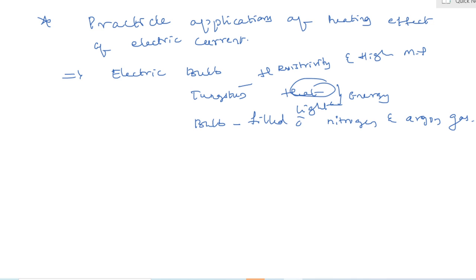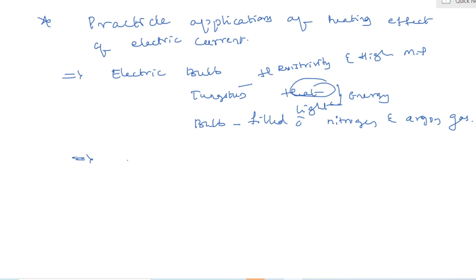First of all, the electric bulb filament is made of tungsten. So most of the power consumed by this is dissipated in the form of heat, and some part is converted into light, because it has high resistivity and high melting point. The filament is thermally isolated and the bulb is filled with two gases. Which gases? Nitrogen as well as argon gas, and they prolong the life of a filament.